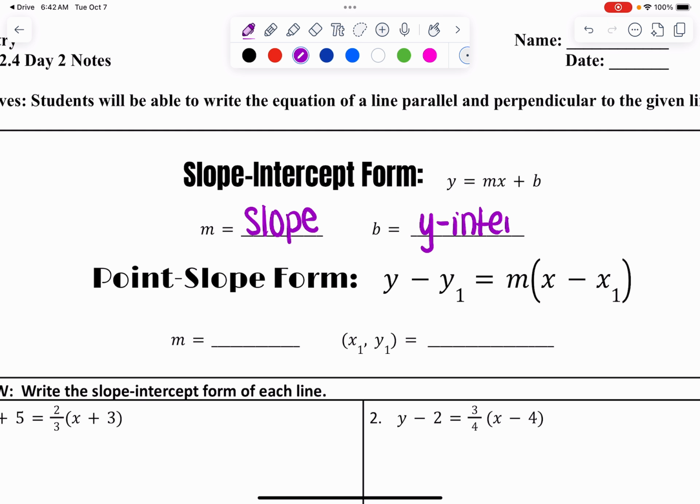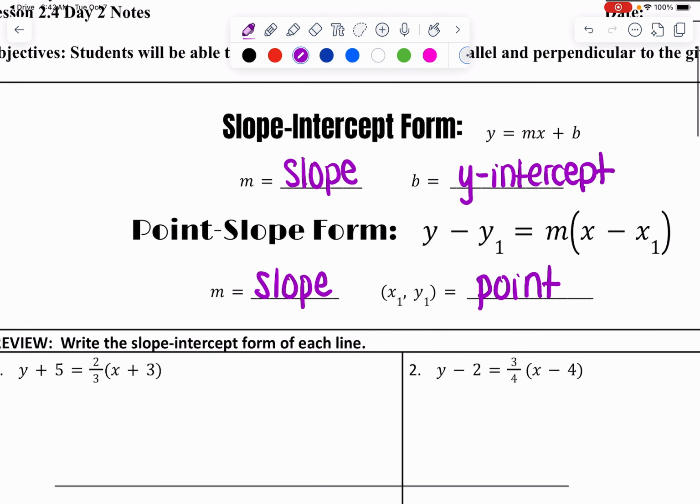Okay, make sure you guys have it open to this page so that you can copy down the notes as well. Okay, so that's the first form, slope-intercept form. And then point-slope form is if we are just given a point and a slope. Okay, so again, m is your slope, but then x1, y1 would just be a point on the line.